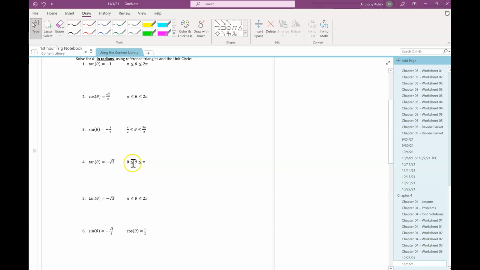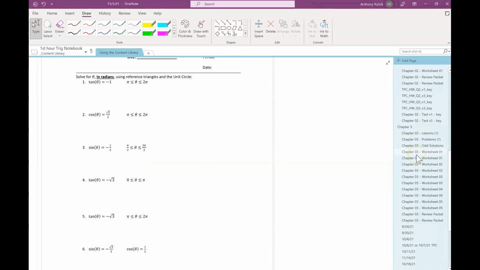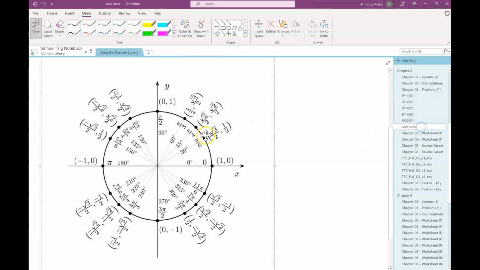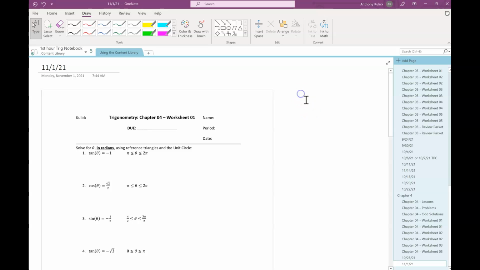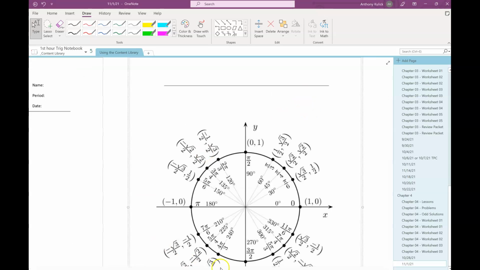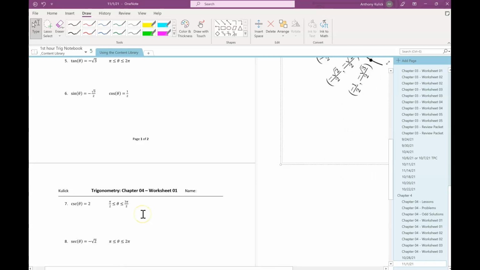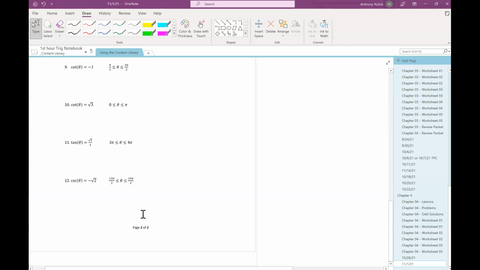And I'm going to drop in the unit circle here because I'm going to be using that to do these problems. So it just helps to have it to reference. Okay, and you said number 11? Yeah. Okay.